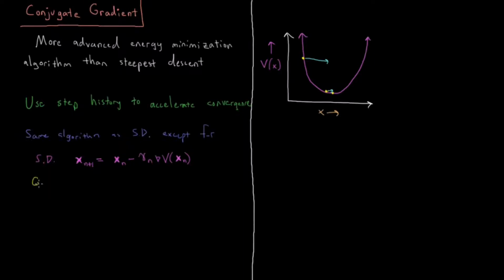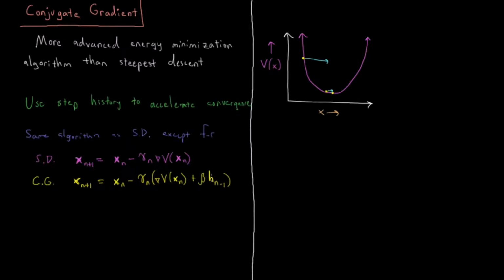Okay, so what is different about conjugate gradient? In conjugate gradient, that next iteration of the geometry, that next displacement, is going to be the previous displacement minus, we still have some scale factor like gamma n, but now we have parentheses del V, the gradient of the energy for all your dimensions, plus some factor beta times this vector, which we'll call h, n minus 1.